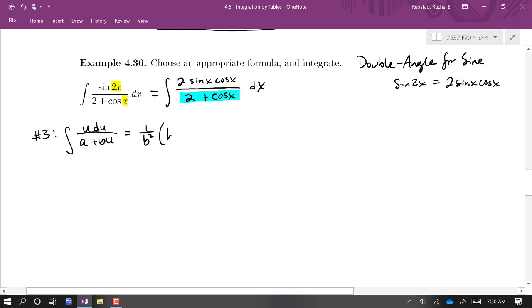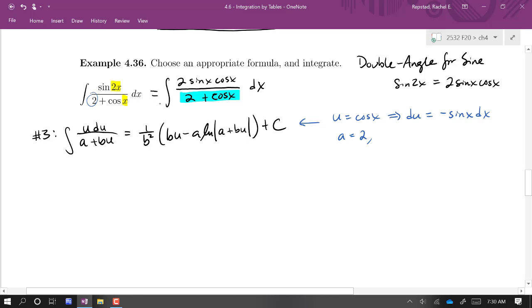So here's that formula. And to make this work, I think we're going to let u equal cosine x, in which case du is equal to minus sine x dx. And also we need a to equal 2, and b will be equal to 1.